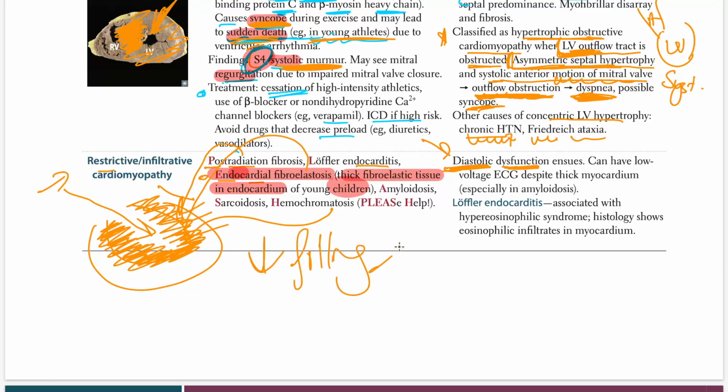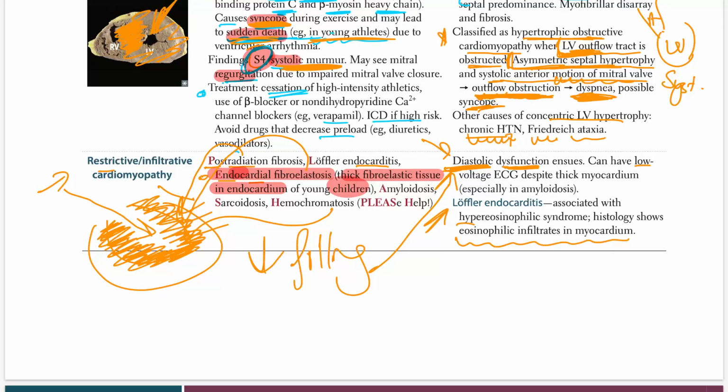When you decrease the filling, you're going into diastolic dysfunction, and diastolic dysfunction can have low voltage ECG despite thick myocardium, especially in amyloidosis. Loeffler endocarditis is associated with hypereosinophilic syndrome. Histology would show eosinophilic infiltrates within the myocardium.